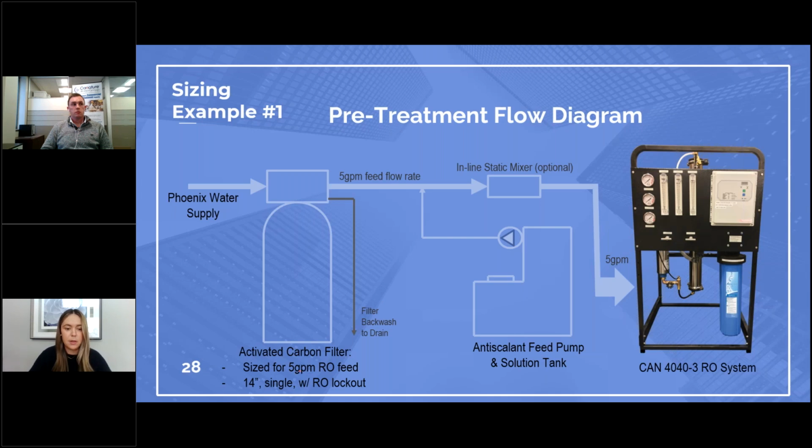So for 5 gallons a minute, in this case, I'm going to choose a 14-inch single carbon filter, and it's going to have an RO lockout switch on it since it's a single. Whenever it goes into backwash, it's going to signal to the RO system to stop running during that time, so we don't get any chlorine to the RO membranes.